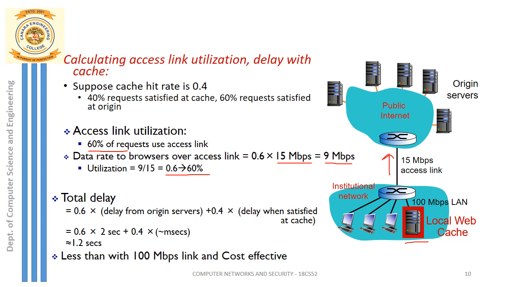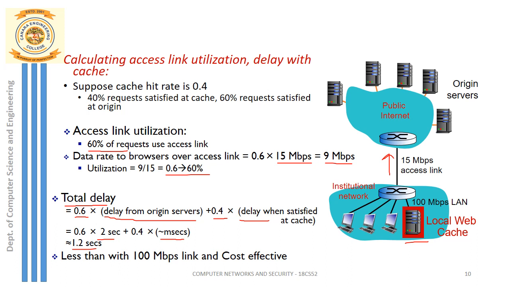How do we calculate the total delay? We consider 60%, that is 0.6 times the delay from the origin server, plus 40%, that is 0.4 times the delay when satisfied by the cache. The delay from the origin server is 2 seconds, that is the RTT, and we consider approximately milliseconds for serving the response from the cache. So this results in approximately 1.2 seconds.